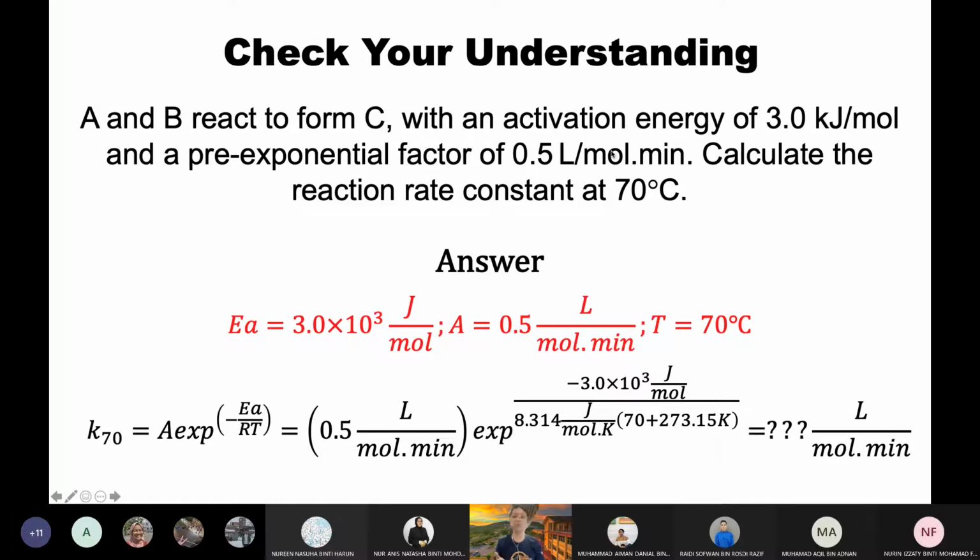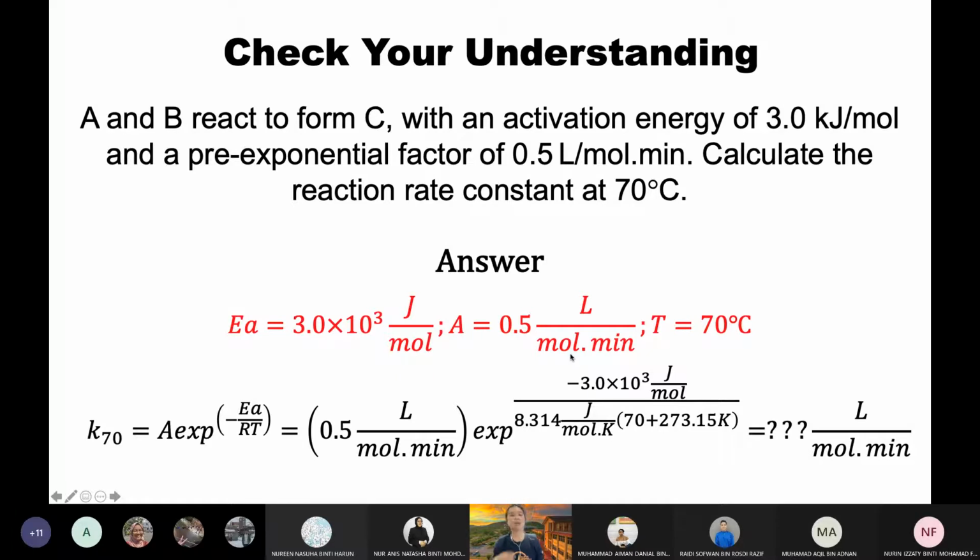So I already taught you, right? Bila ada soalan engineering or reaction engineering, understanding the information is very vital before you solve it. So first, benda dia kata activation energy 3 kilojoule per mole. Sebab kita pun baru belajar, kita pun ingatlah kan activation energy itu adalah EA. So EA is 3 kilojoule per mole. Next, pre-exponential factor. So A, dalam Arrhenius equation kita ada A. So A tu adalah 0.5 liter per mole minute.